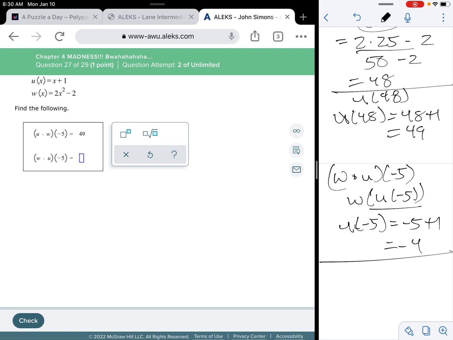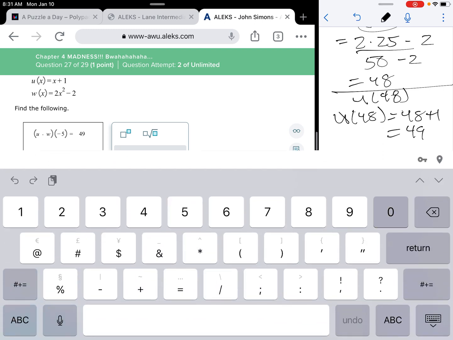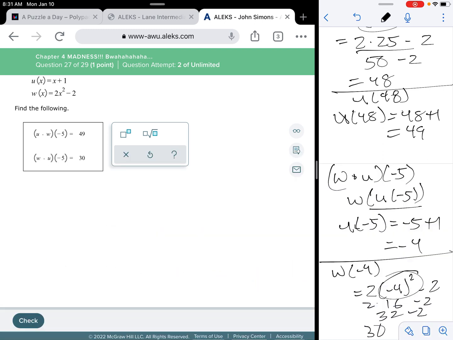So now I know what that is, and I'm going to plug that into W. So W of negative 4 is equal to 2 times negative 4 squared minus 2. Well, that's 16. So we have 2 times 16 minus 2. So you have 32 minus 2, which is 30. So see how that went.